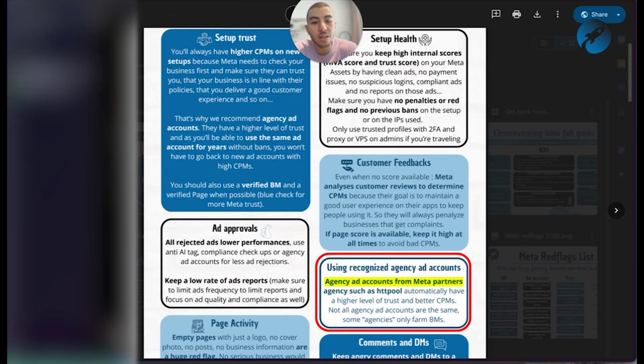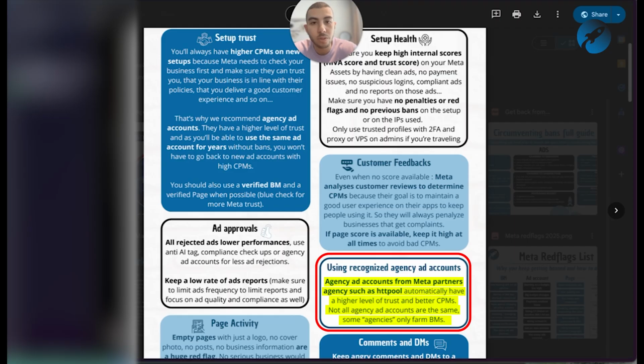Using recognized agency ad accounts. Agency ad accounts from Meta partners such as HTT Pool automatically have a higher level of trust and better CPM. Not all agency ad accounts are the same, and some agencies just have farmed BMs, or they just resell ad accounts from a big BM that they bought, something like that.